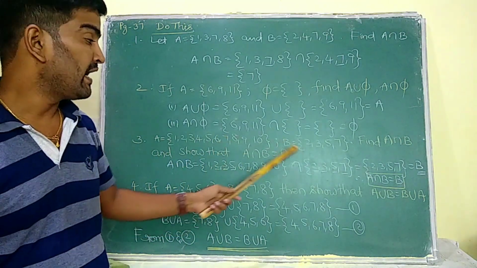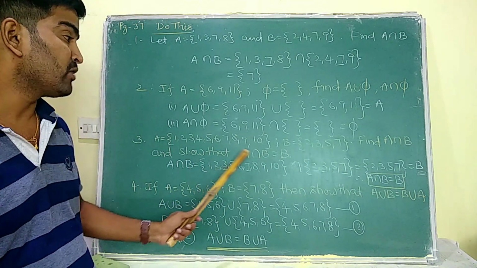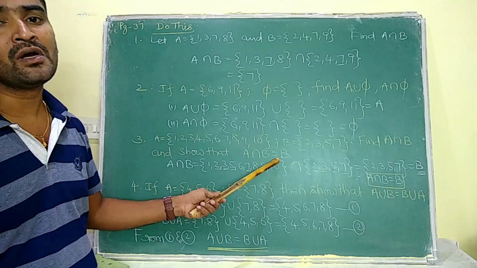Coming to the third question, he gave us A and B and he is asking us to find A intersection B, and by that we have to show that A intersection B is equal to B.